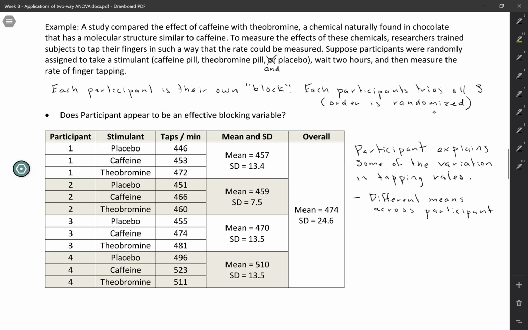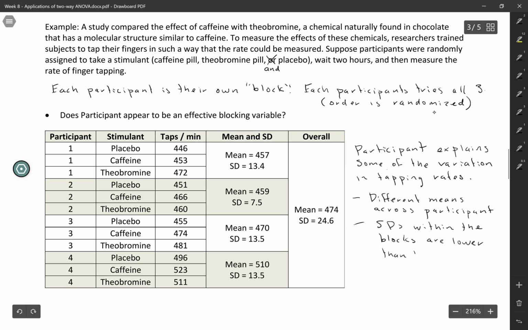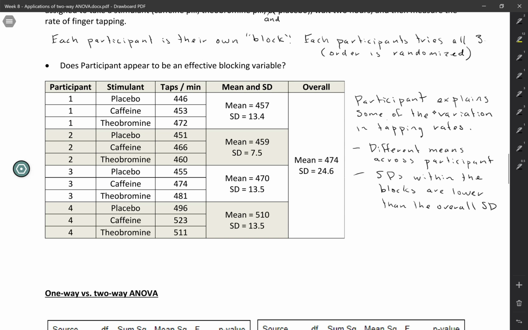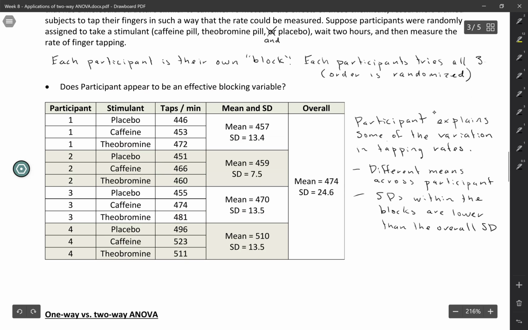Also, we can look at the amount of unexplained variability. We can look at the spread. So the standard deviations within the blocks, if we look within a person, are lower than the overall standard deviation. So basically, if you were using a participant to do some predictions for how fast people would tap, you would have less unexplained variability than if you were just using the overall mean as a prediction. So some people are better at tapping than others, and we want to be able to control for that.